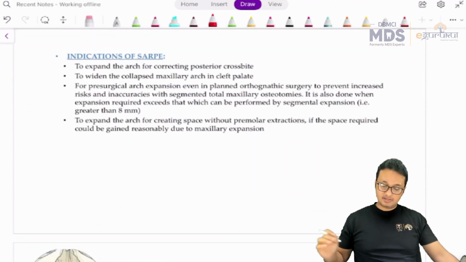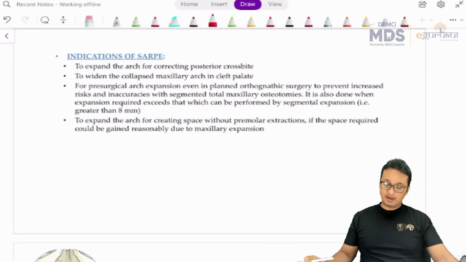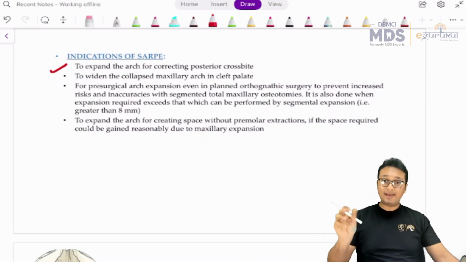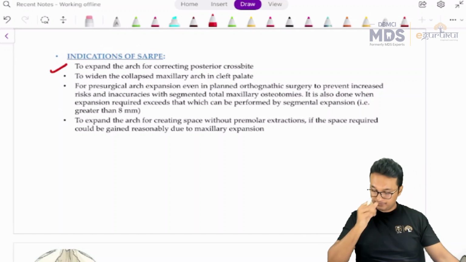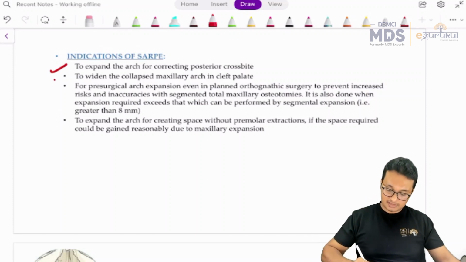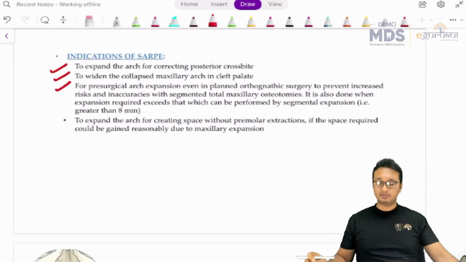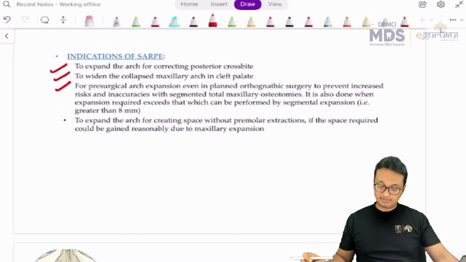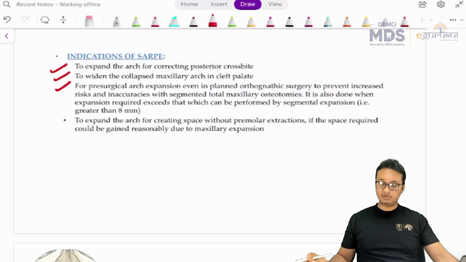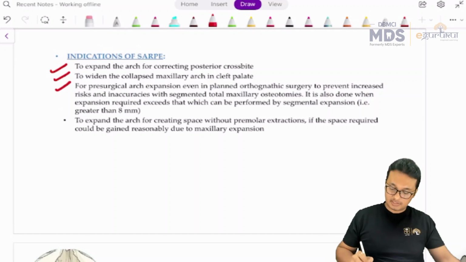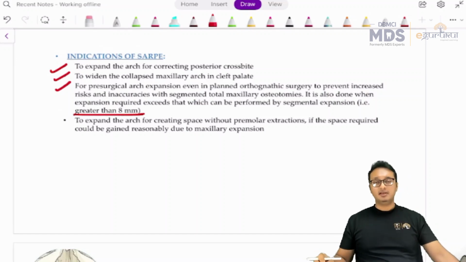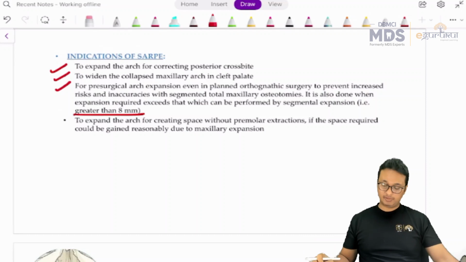Now what are the indications of SARPE? To expand the arch for correcting collapsed maxillary arch with posterior crossbite, to widen the collapsed maxillary arch in cleft palate, for pre-surgical arch expansion even in planned orthognathic surgery, to prevent increased risks and inaccuracies with segmented total maxillary osteotomies. It can also be done when the expansion required exceeds that which can be performed by segmental expansion. That is, whenever expansion required is greater than 8 millimeters, this procedure of SARPE can be advocated.